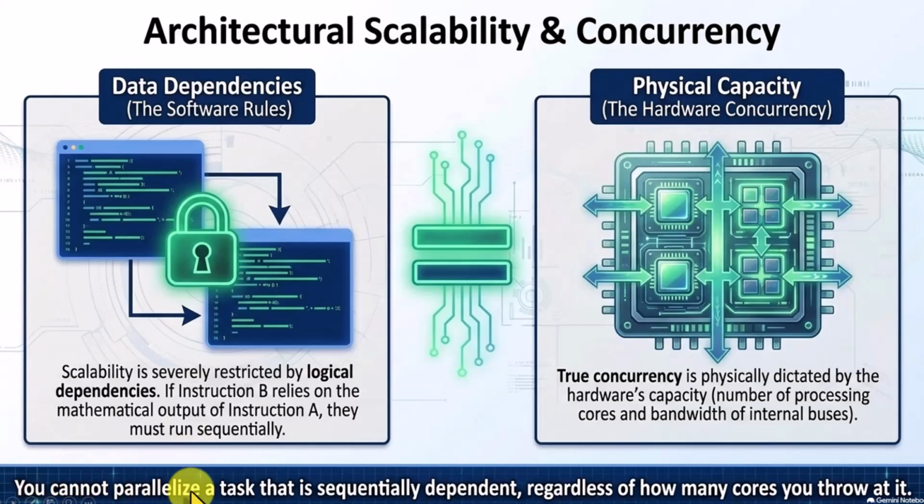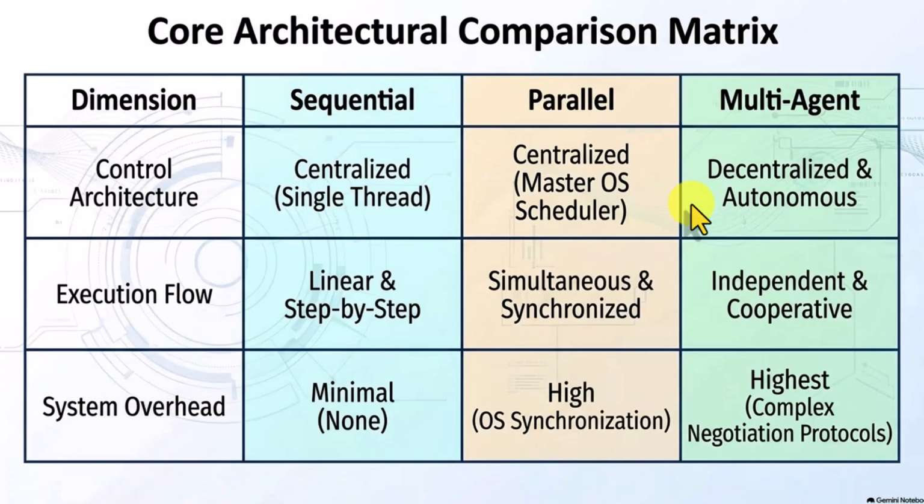Remember that: you cannot parallelize a task that is sequentially dependent, regardless of how many cores you throw at it. You can have a very powerful computer with many cores, but if the tasks your computer needs to do are dependent on each other, you cannot make them parallel or give them to different cores. So don't forget that.